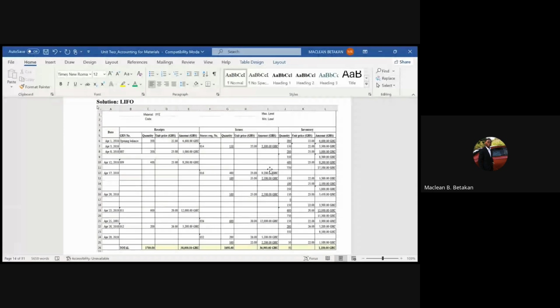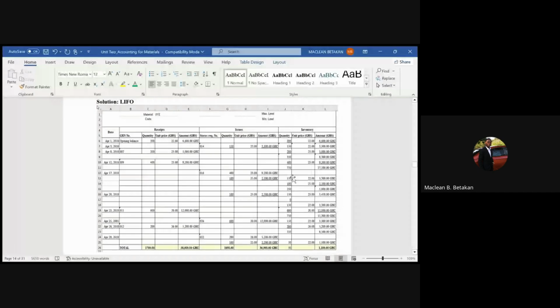Remember the opening balance of 300. When we issued the 150, we are left with 150 from the opening balance. So that 150 from the opening balance is what we record here first. 150 times 22. And then the last transaction was 200 at 25 cedis. We issued 100, it's left with 100. So that 100 is also coming here. 100 times 25. And then it will be 250. So our amount left after issuing 500 is 250 units.